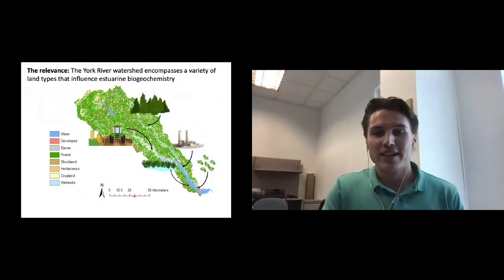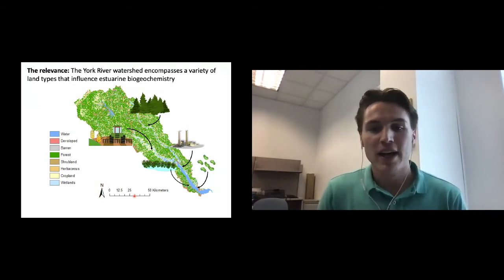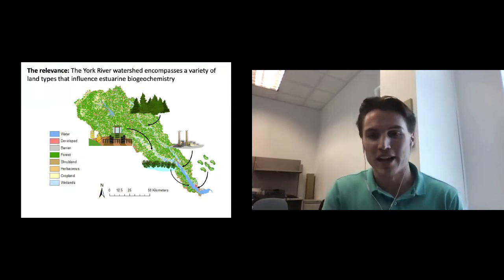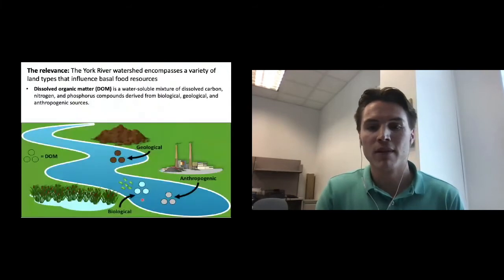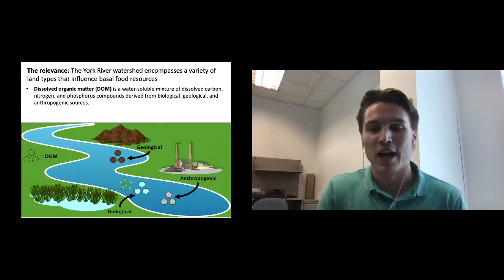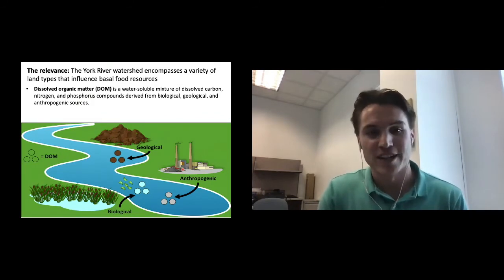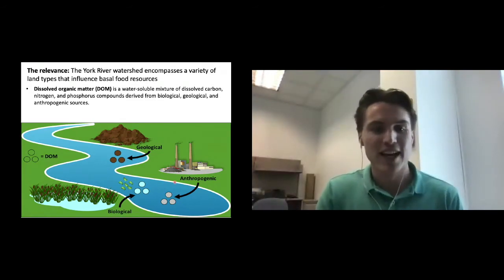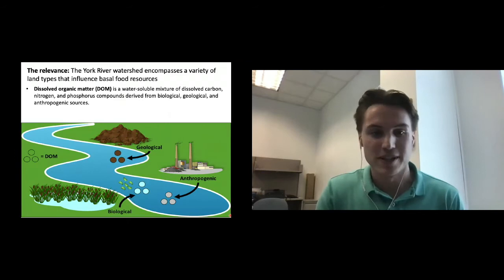And as a result of this, these different land types all have some type of inputs into the aquatic environment, including that which is produced internally by the microorganisms within the system. So these inputs can come in the form of what we call dissolved organic matter, which is a term that describes the compounds that comprise organic carbon, nitrogen, and phosphorus that are all derived from these various sources. And it can be grouped into organic matter derived from biological, geological, as well as anthropogenic sources.